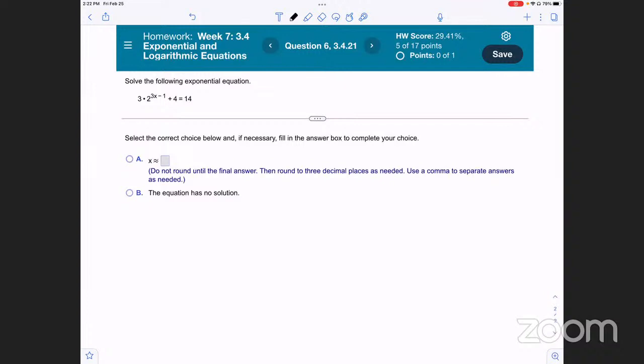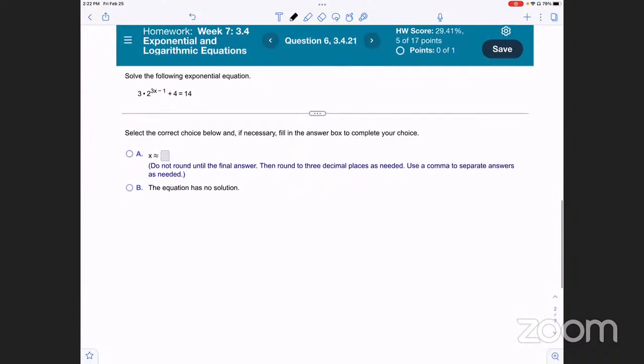Okay, so let's take a look at this. We have this, let's get a copy. So we've got 3 times 2 to the power of 3x minus 1, plus 4 equals 14, right?